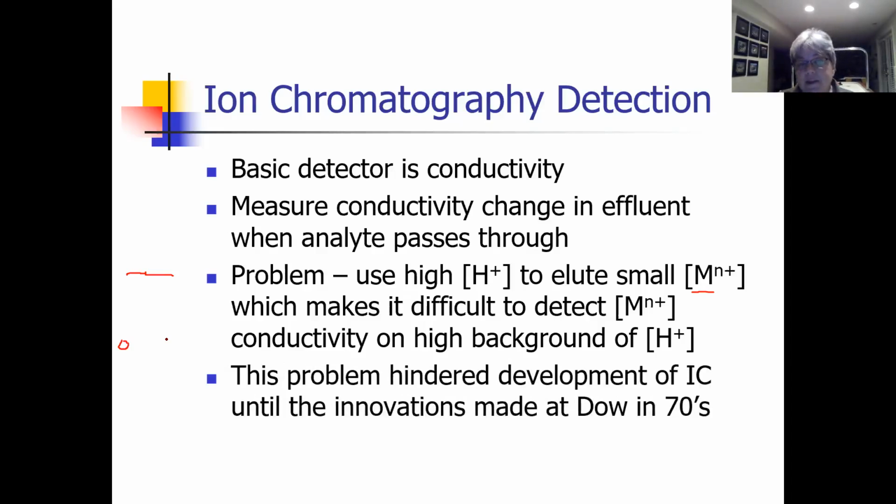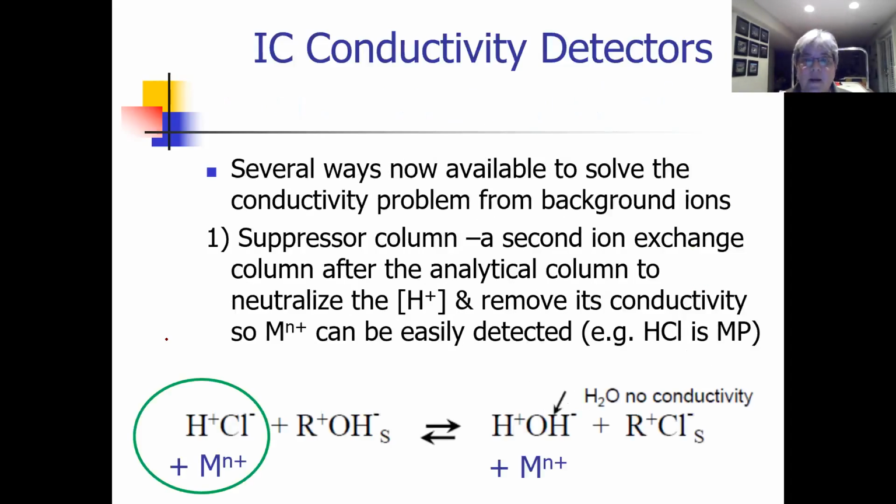But in the 1970s, so it was actually 50 years ago, they figured out how to get around this. There's several ways. The most common is to use what's called a suppressor column. This is a second ion exchange column. Here is the stuff coming off the first column. Here's my analyte that I'm trying to measure with its very small concentration, and here is the mobile phase, a high concentration of hydrogen and chloride.